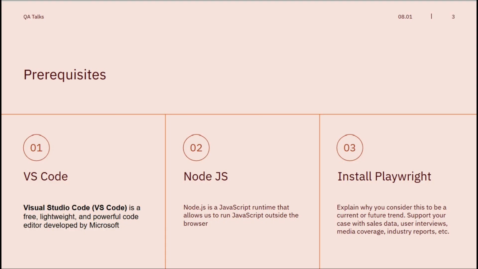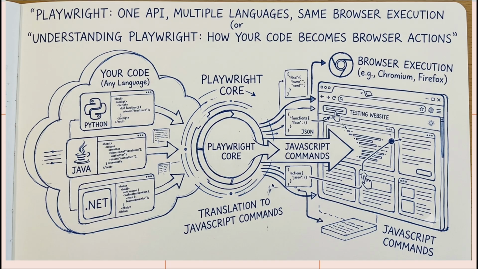Let us talk about why we need Node.js. So Playwright is originally created in JavaScript, but you do not have to write your scripts in JavaScript. If you write your scripts in Java or Python or .NET or in TypeScript, it will be translated into a JavaScript command and then it will be executed by Playwright's core engine.